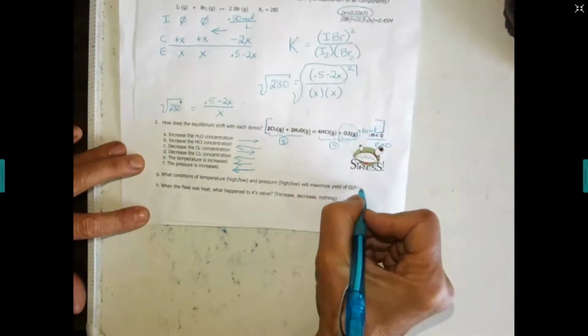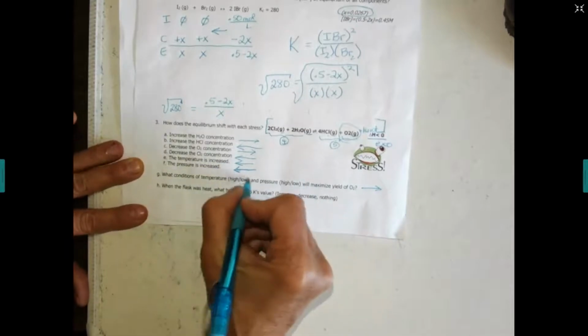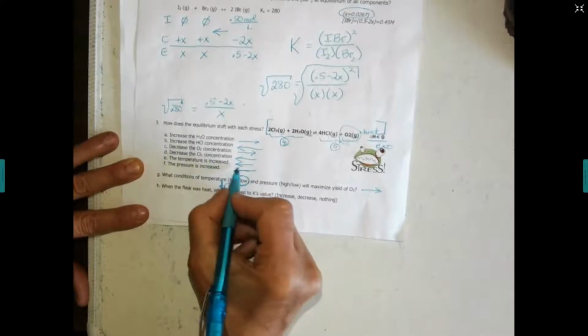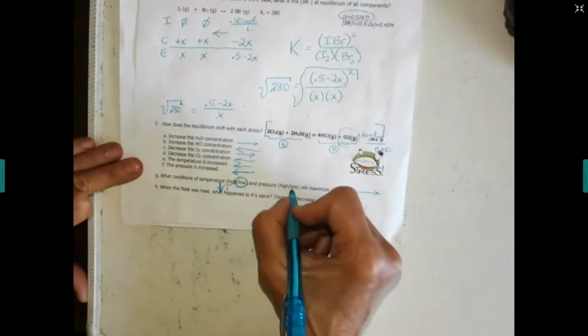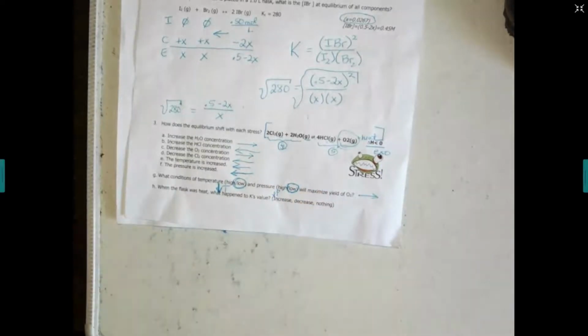Oxygen's over here, so we want it to go forward. Well, increasing the temperature went the wrong way, so we want a low temp, so decrease temp. And high pressure went the wrong way, so we want a low pressure. Or we can say decrease temperature, decrease pressure. Again, they're independent of each other. They can be high or low. The temperature is determined if it's exo or endo. Pressure is based on the number of moles.